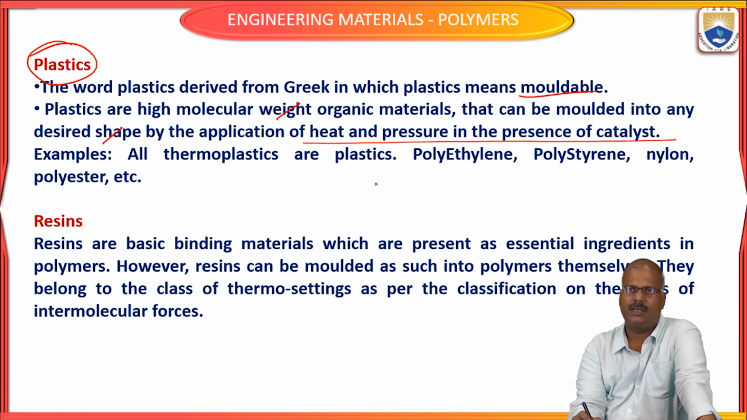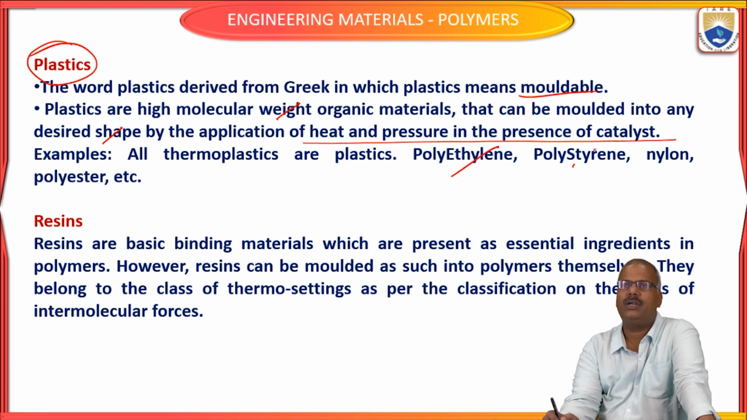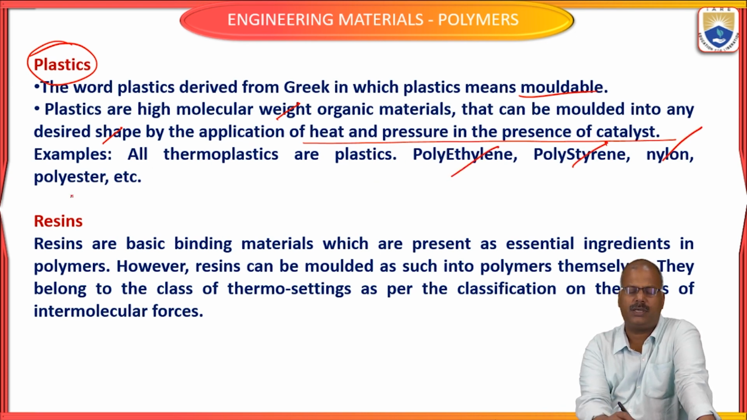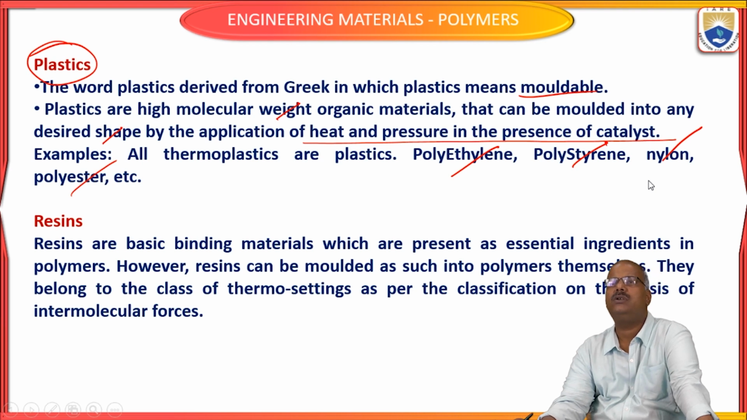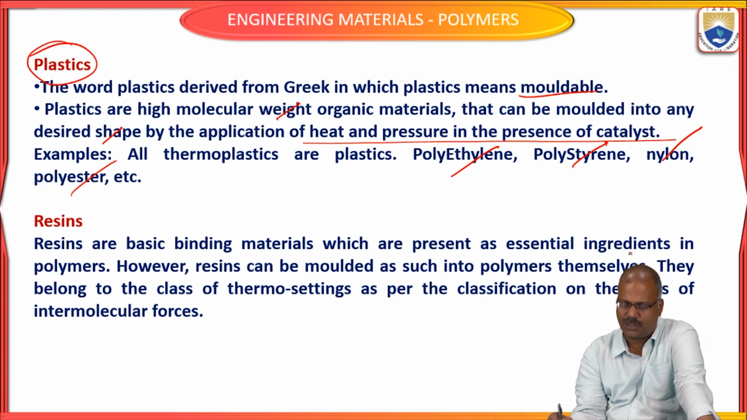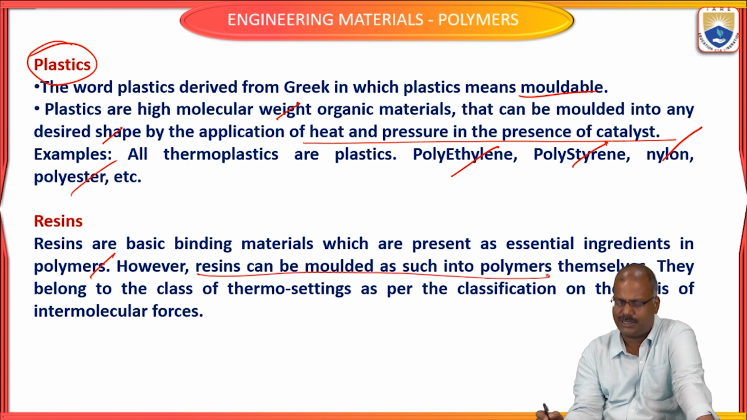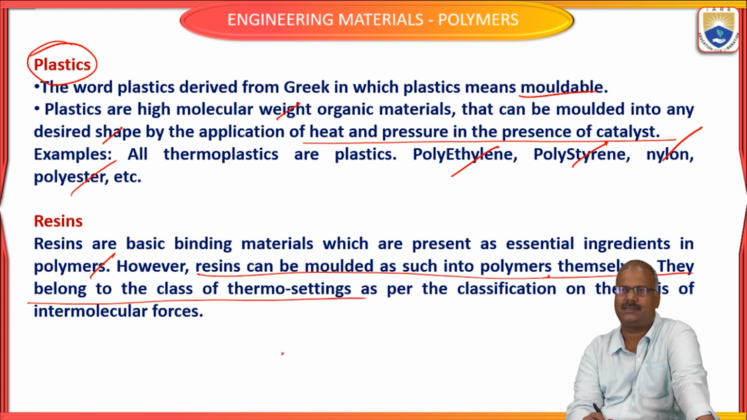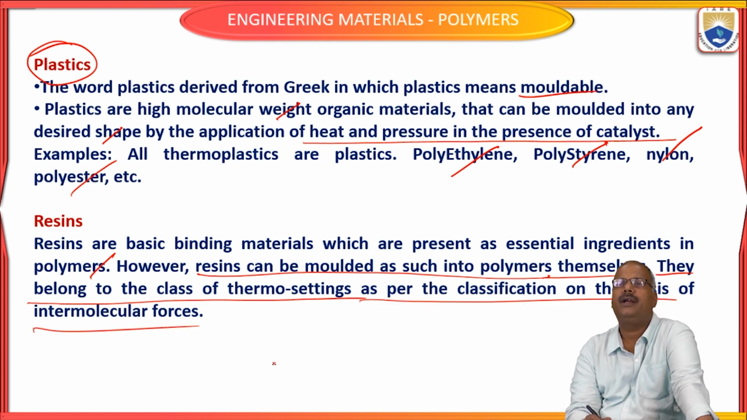So all thermoplastics are plastics. Polyethylene, polystyrene, nylon, polyesters, these are all thermoplastics. They are also called plastics. Next, resin. Resin is a basic building material present as an essential ingredient in polymers. However, resins can be molded as such into polymers themselves. They belong to the class of thermosettings as per the classification on the basis of intermolecular forces.